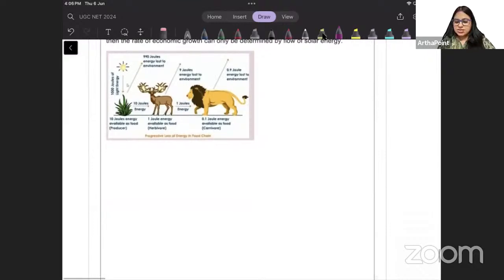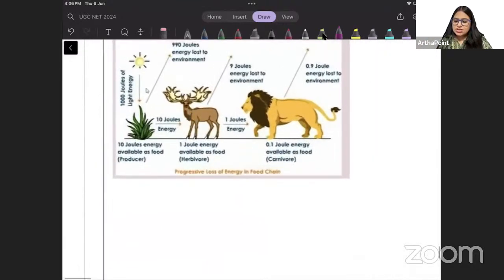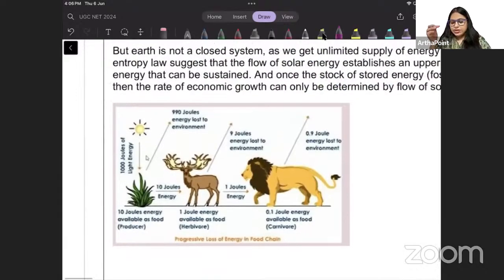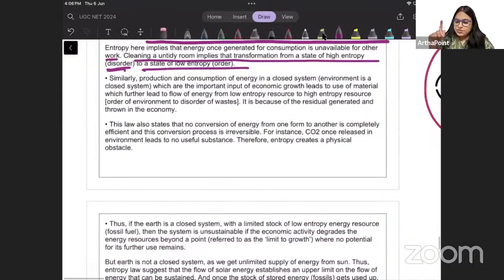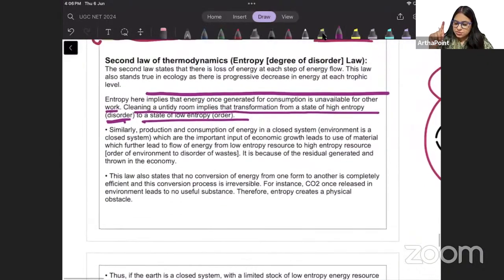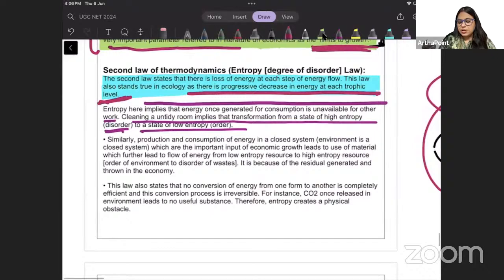ओके, तो अब ध्यान से देखो. I will take the same example, but मैं इसको थोड़ा सा बताऊंगी कि second law of thermodynamics क्या बोलते हैं. So first we will read the statement. Try to read this better. The second law states that there is loss of energy at each step of energy flow. This law also stands true in ecology as there is progressive decrease in energy at each trophic level.